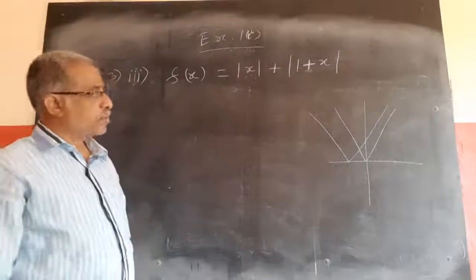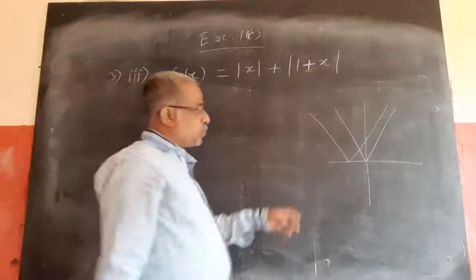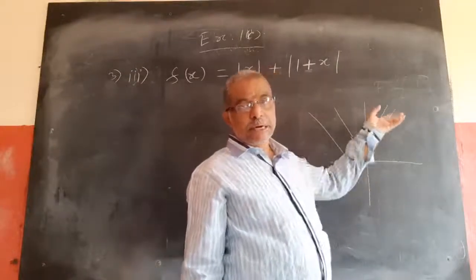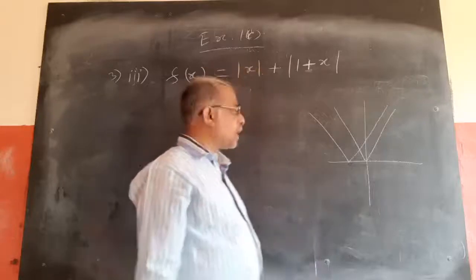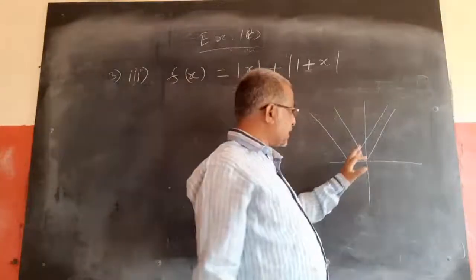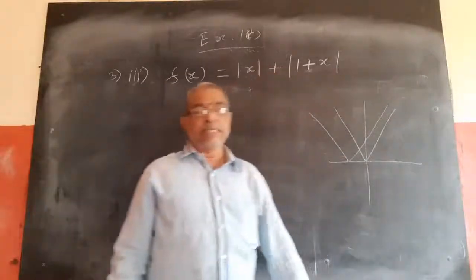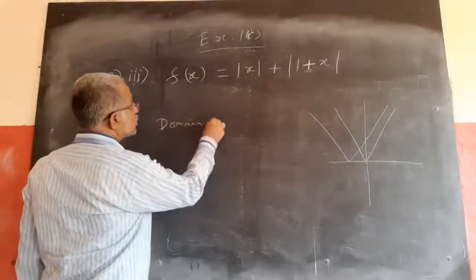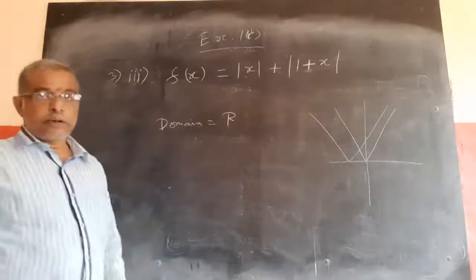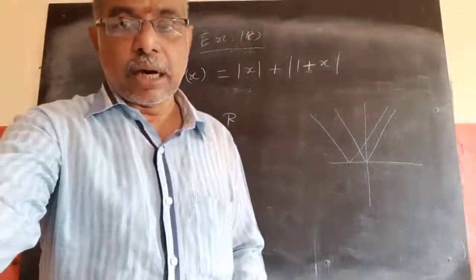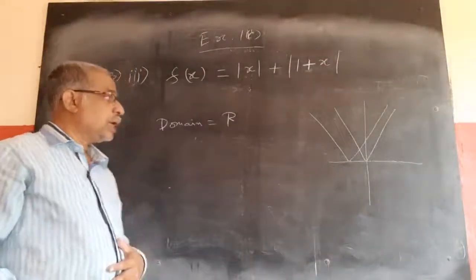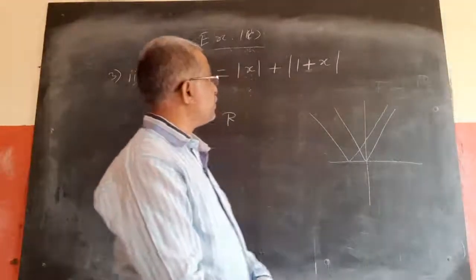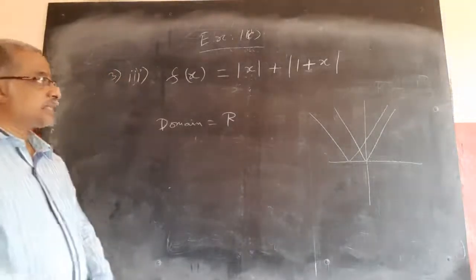If you observe from the graph itself, these two functions are above the x-axis, which tells us the range. Coming to the domain, x can be any value on this side or any value on that side. So the domain equals the real number set R.